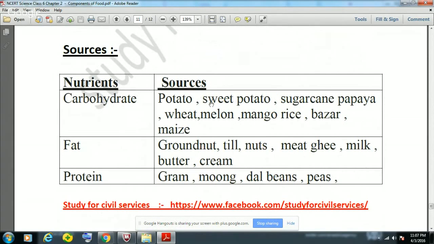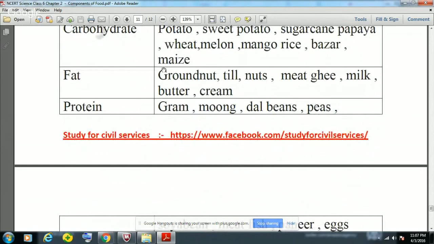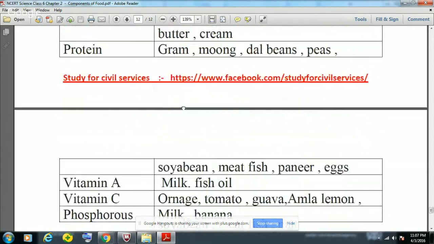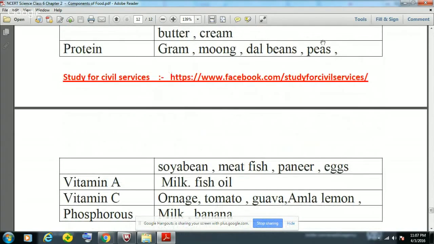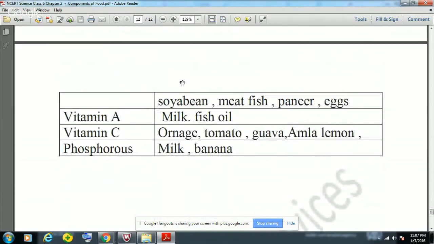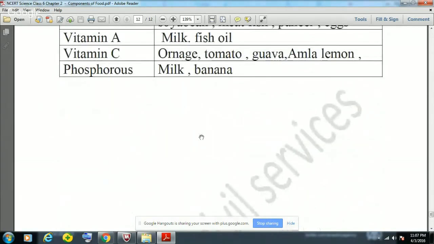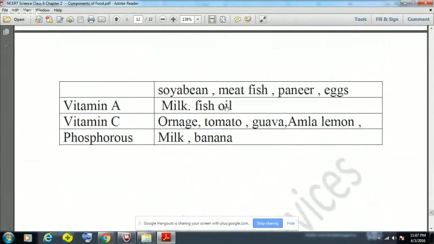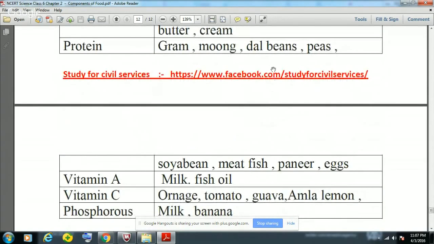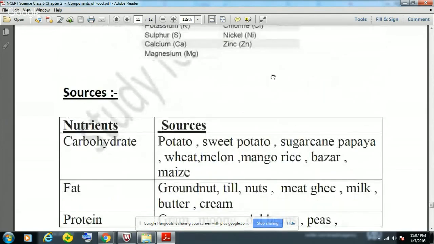Carbohydrate could be obtained from sweet potato, sugarcane, papaya, wheat, melon. Fat could be obtained from all the oils like groundnut, til nuts, ghee, milk, butter, cream. Protein could be obtained from all the pulses, dal, peas, gram, moong. Soybean is the richest source of protein. Vitamin A could be obtained from milk, fish oil. Vitamin C could be obtained from all the citrus fruits like orange, lemon, and also from tomato, guava, amla. Phosphorus can be obtained from milk and banana. So this is the NCERT summary of class 6 science chapter 2, that is Components of Food.